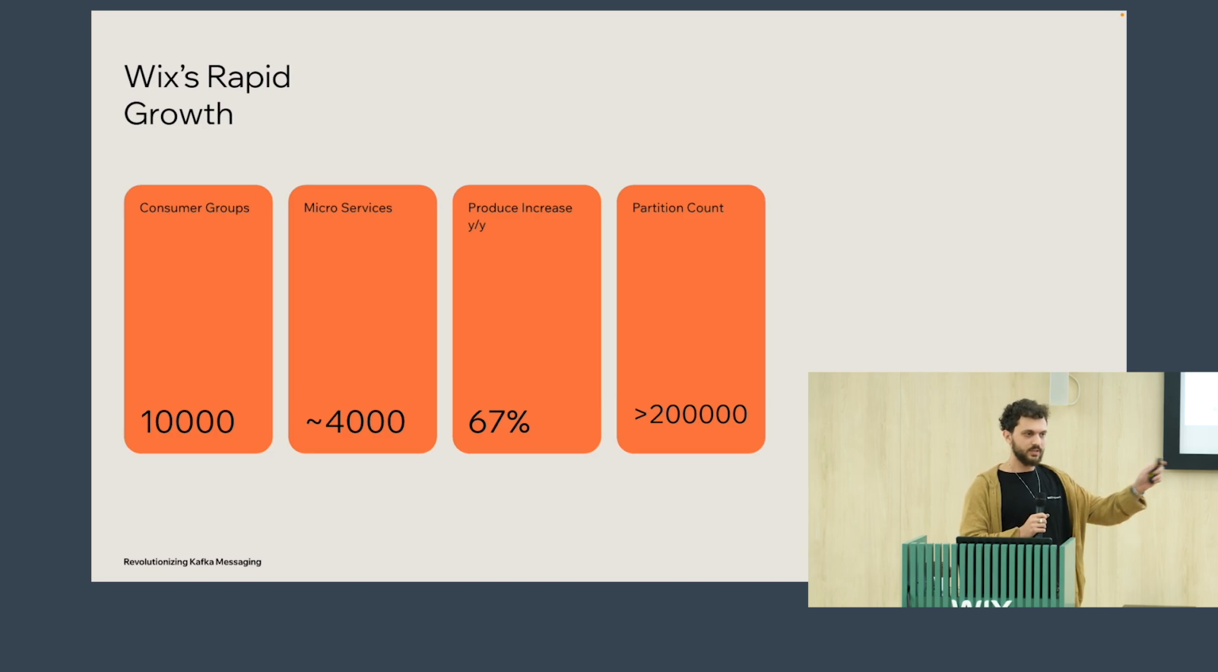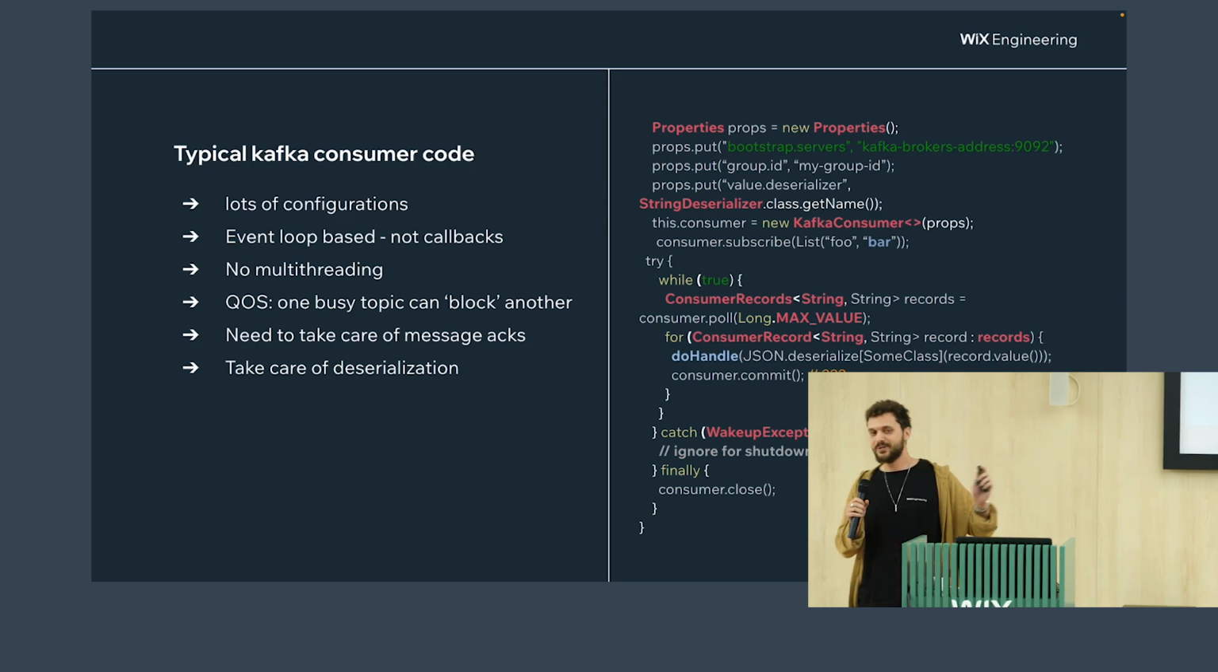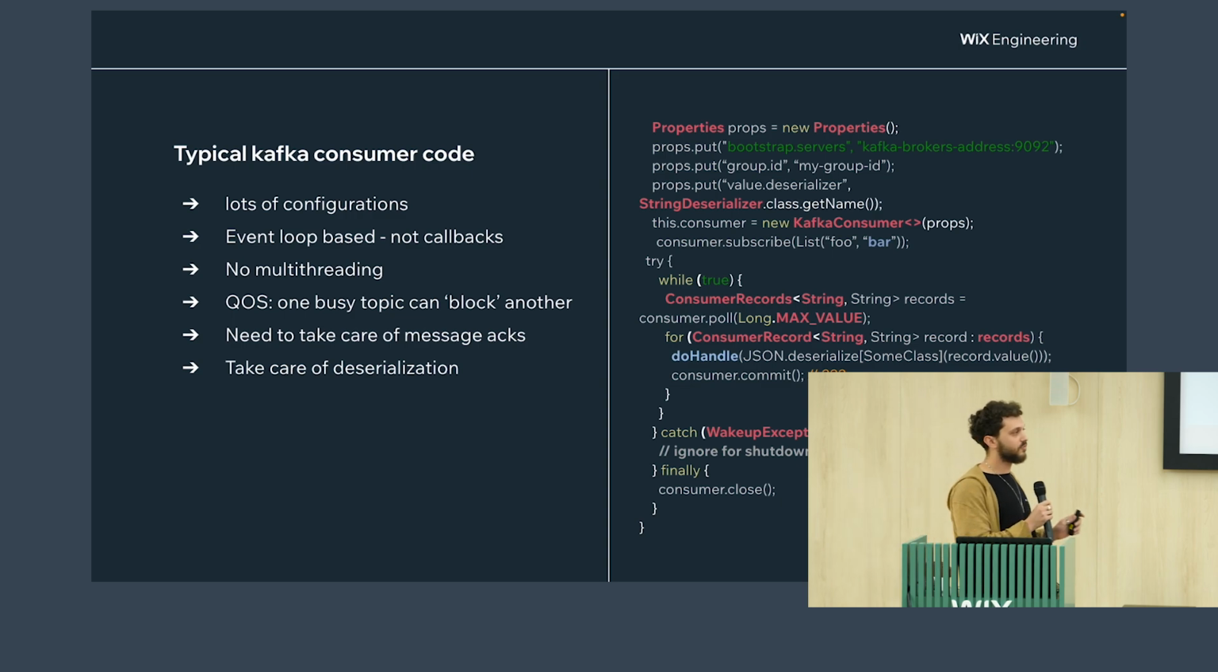I will give time at the end of the section. So I don't know how many of you have written a classic Kafka client code. It looks something like this. There's a lot of boilerplate.